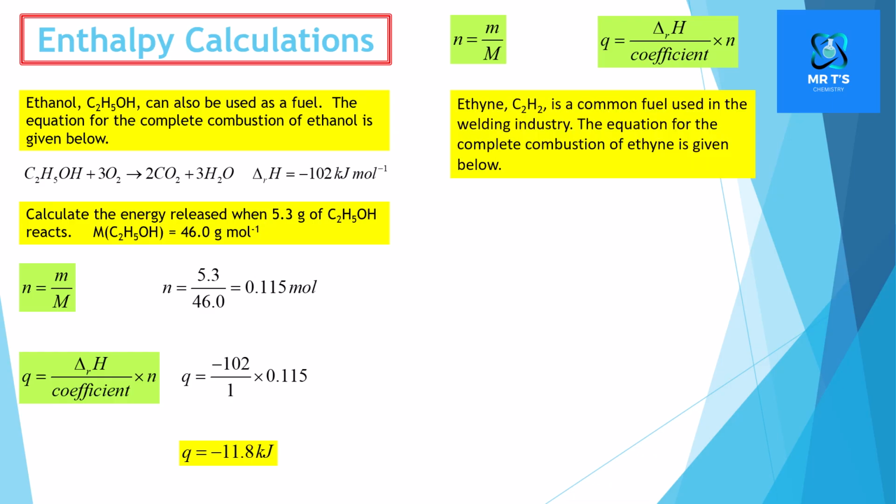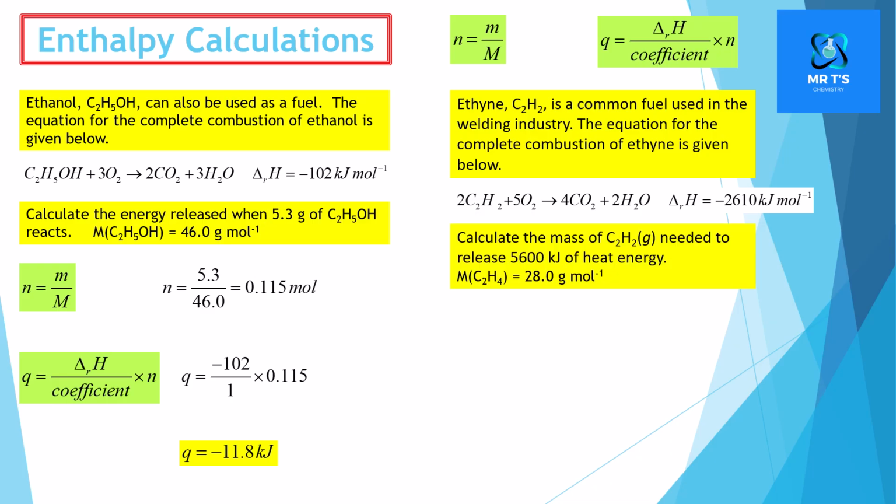So here's another one. Ethine is a common fuel used in the welding industry. The equation for complete combustion of ethine is given below. There it is. Okay. Now, calculate the mass needed to give that much energy. So they've actually put it around a different way. So I want to find out the mass. So in order to find the mass, and they've given us the molar mass, I need to know the moles. To find the moles, I need to calculate the rest of this equation. And I'm going to have to rearrange this equation.